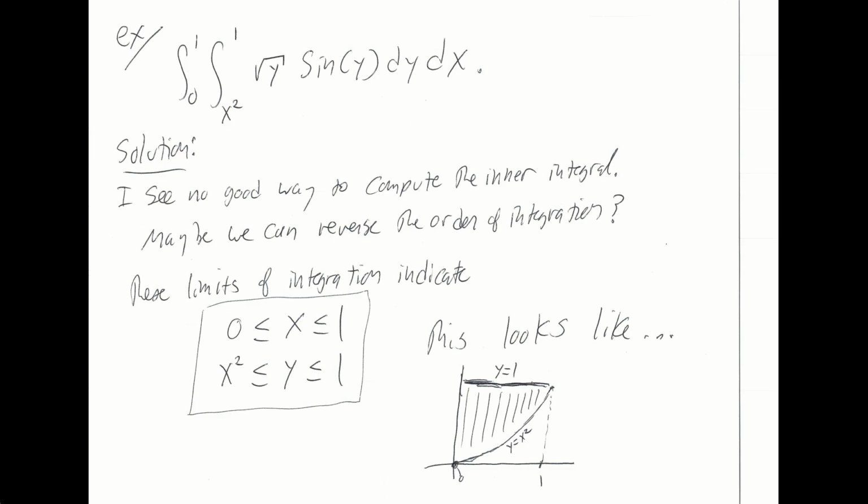We will rewrite a more formal outline for how to approach these types of problems, and then we'll do some sample problems. So here's a given problem. I can just hand you this integral, 0 to 1, x squared to 1, root y sine of y, and it's a dy dx. So these are my limits of integration for the y integral, and these are my constant limits for the x integral. I don't know how to proceed.